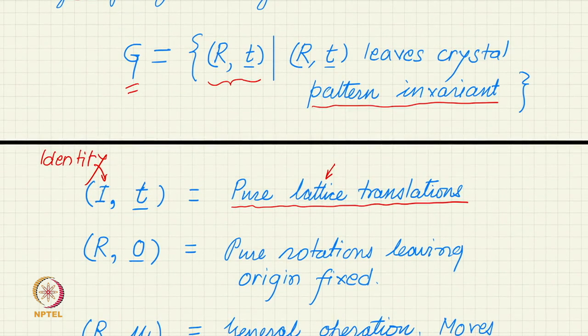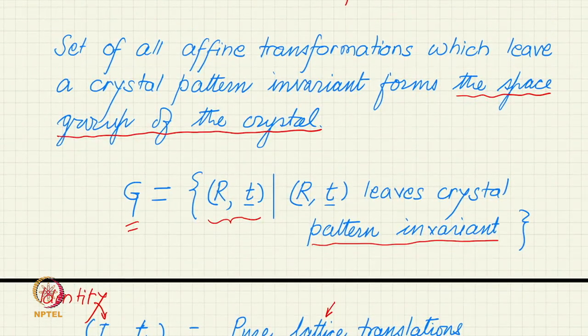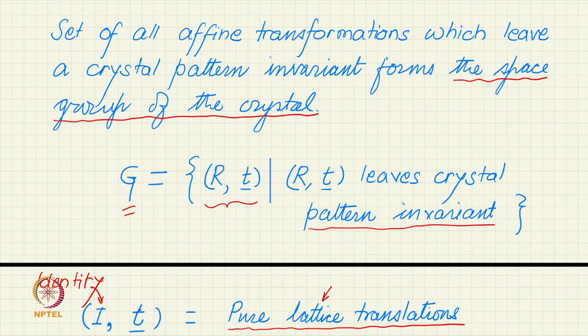You can have pure rotation leaving the origin fixed, written as R O. Note that the translation part of R T can also be interpreted as the position of origin after transformation.